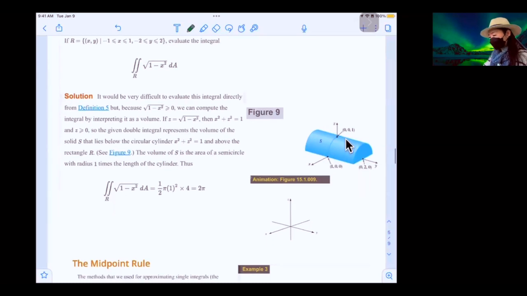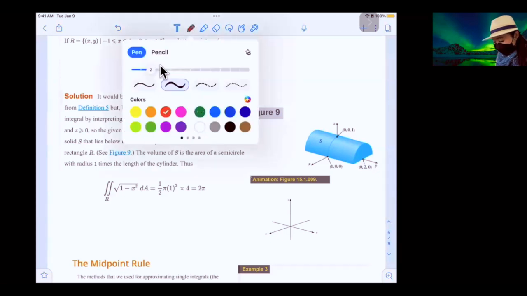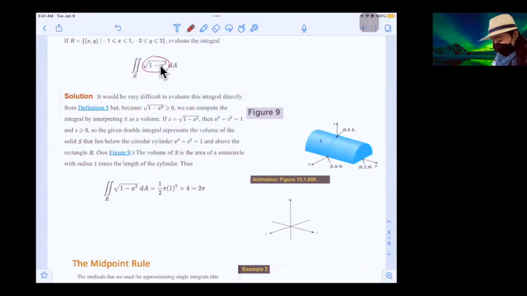So basically we try to find the value of this. You have this z, the function value, f of x y. And you can also think about it as z. Z is equal to the square root of 1 minus x squared. If you square both sides, you get z squared equals 1 minus x squared, so x squared plus z squared equals 1.